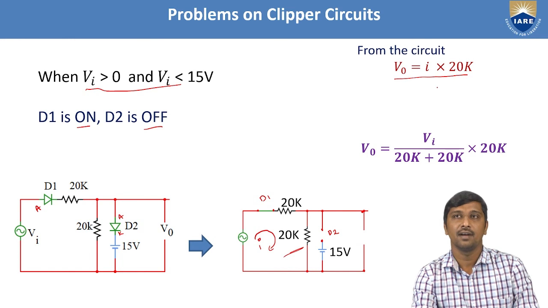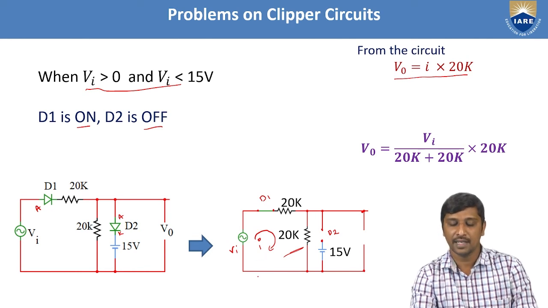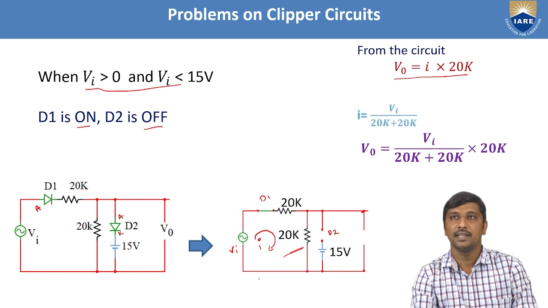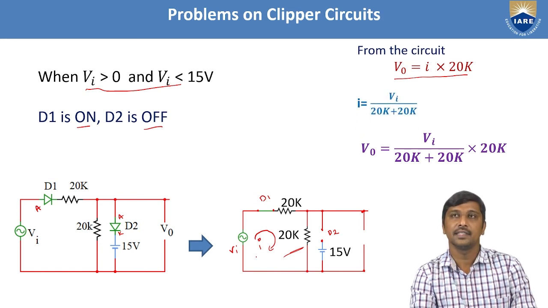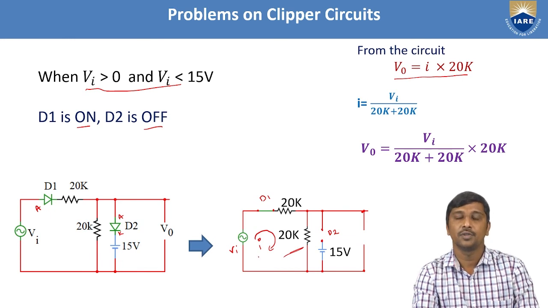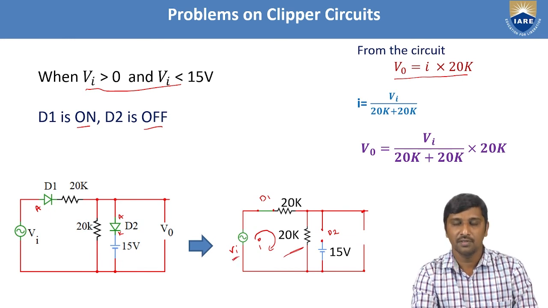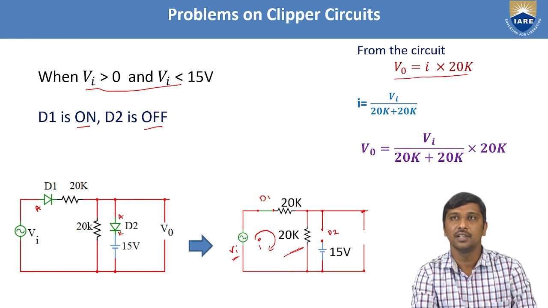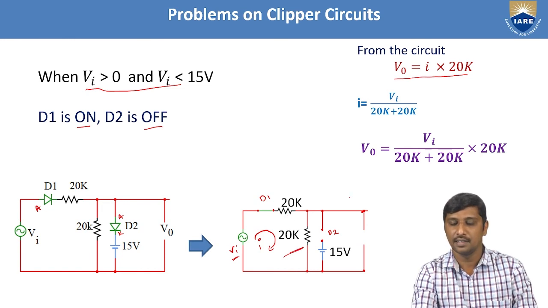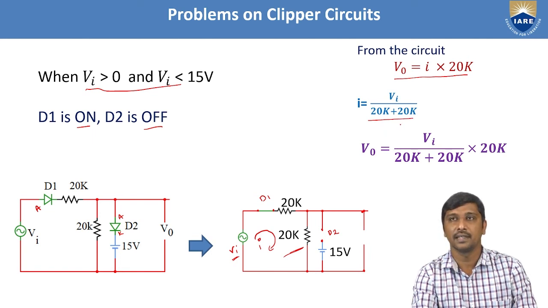Now we need to calculate how much current is flowing with respect to this given input signal. So now I'm going to determine this I. How to find this I here? In this network, I is a ratio of voltage to resistance. Which voltage? The voltage is Vi, and the resistance means we need to consider the total resistance, the current flowing through this 20 kilo ohms along with this 20 kilo ohms here. That is the reason the total resistance is represented as 20k plus 20k.